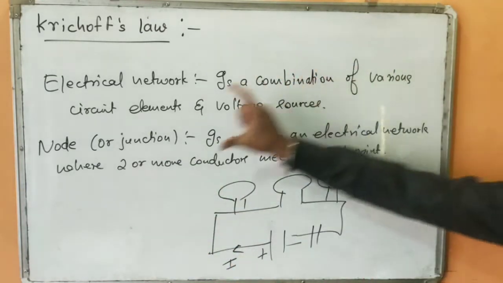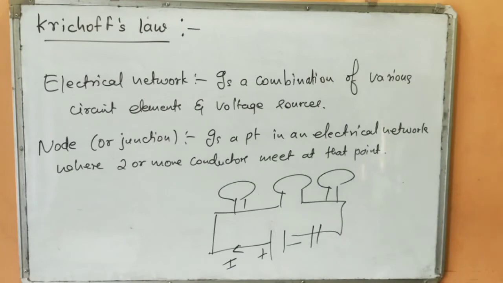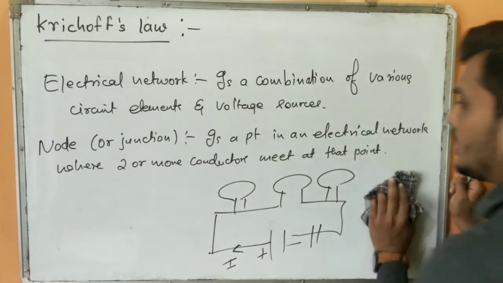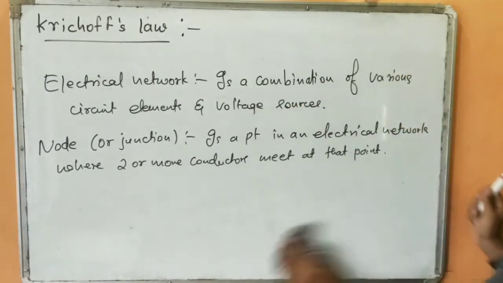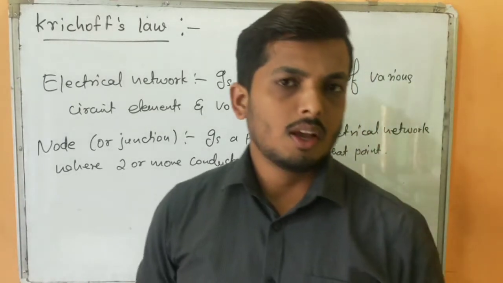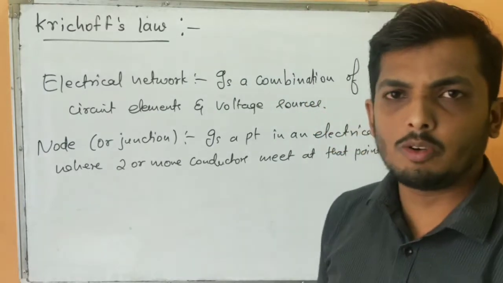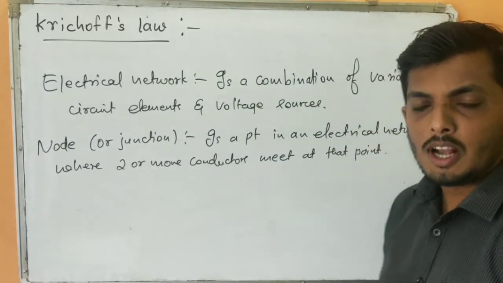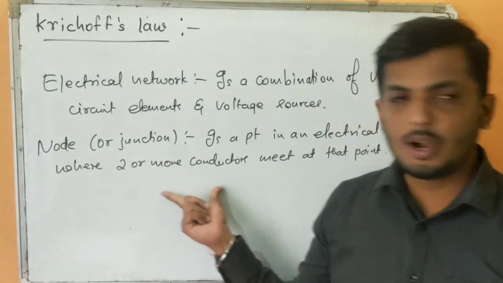So first we will study certain terms related with Kirchhoff's law. Among them are the electrical network and nodes. A node is a point in an electrical network where two or more conductors meet. In simple language, it's a junction. What is a junction? Where two or more conductors meet at a common point.